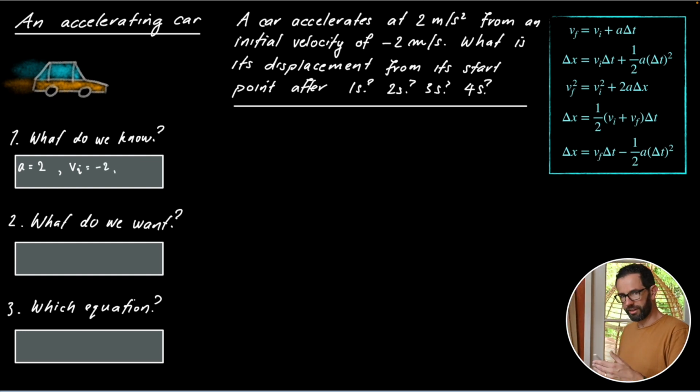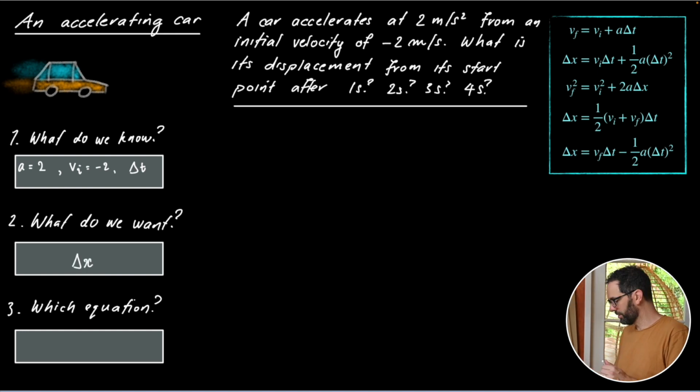And the other one's a little bit tricky. You may take a second to spot this one. The other thing we've been given is the length of the time interval that we care about. But we've been given a few different values for it, so let's just leave it as delta t without putting a number in just yet and see what happens. And what do we want? Well, we want to know what its displacement is from its start point, so that is our delta x.